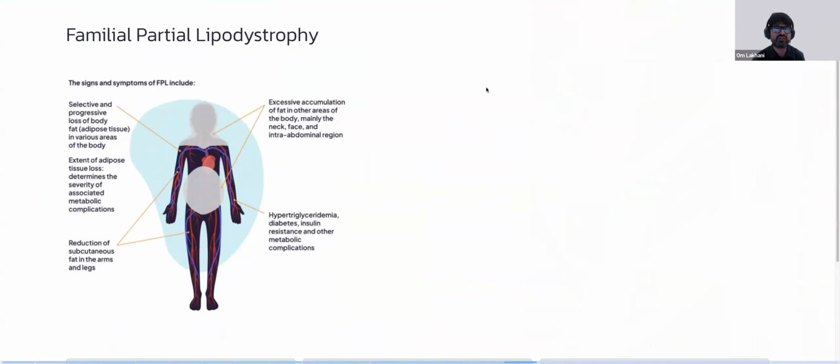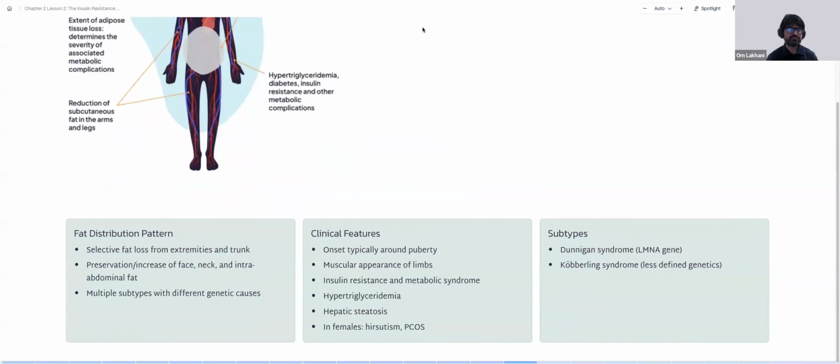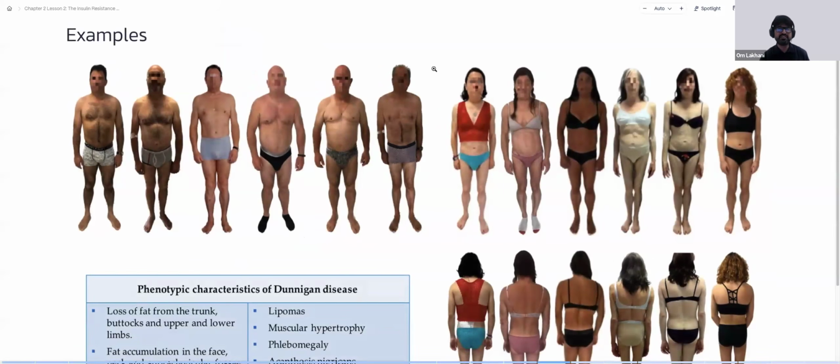Now, this partial lipodystrophic syndrome can be either familial or acquired, right? The acquired conditions generally tend to be more autoimmune in nature, right? So acquired are generally autoimmune conditions, okay? Right. So these are some examples.